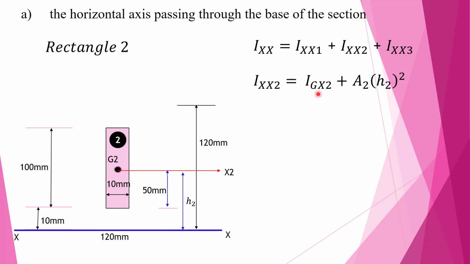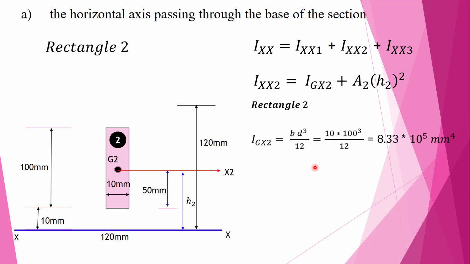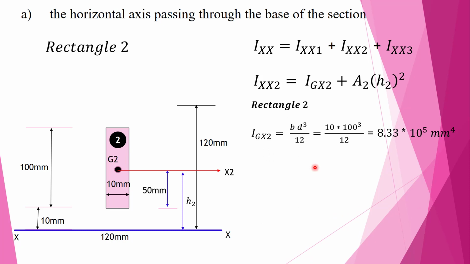Now what is IGX2? IGX2 is the moment of inertia of the second rectangular section with respect to its own centroidal x-axis. That will be BD cube by 12, right? So here for rectangle 2, IGX2 will be equal to BD cube by 12, which will be equal to, B is this one, 10 into depth 100 cube by 12, which is equal to 8.33 into 10 raised to 5 mm raised to 4.